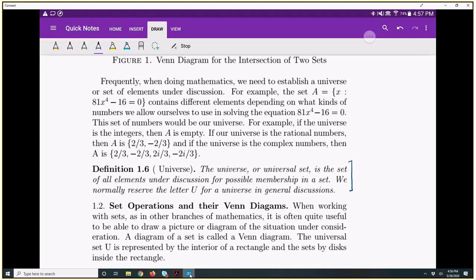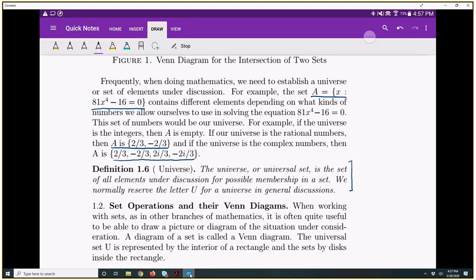Let's see this example. So if we take A to be the set of all x, such that 81x^4 minus 16 is 0, then depending on where we're taking this x from, whether maybe it's an integer or a real number, then that set might be different things. So depending on the universe of which we allow our x to belong to, we'll have different sets. For example, if we only allow rational x, then the set A would just be the set 2/3 and minus 2/3. Whereas, if we allow complex numbers, then we get 2i over 3 and minus 2i over 3.